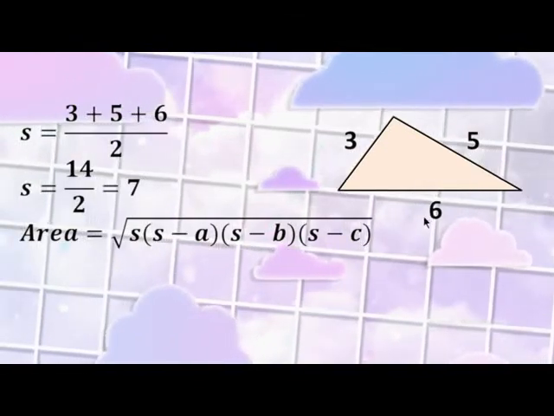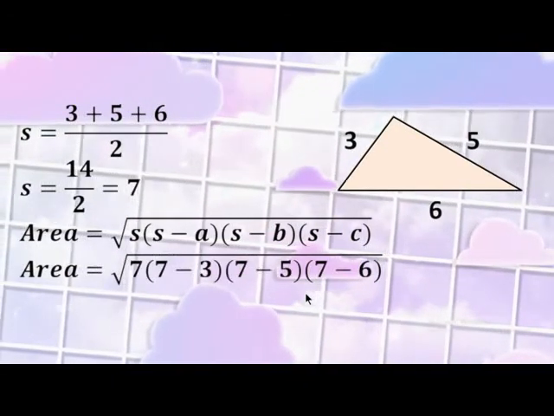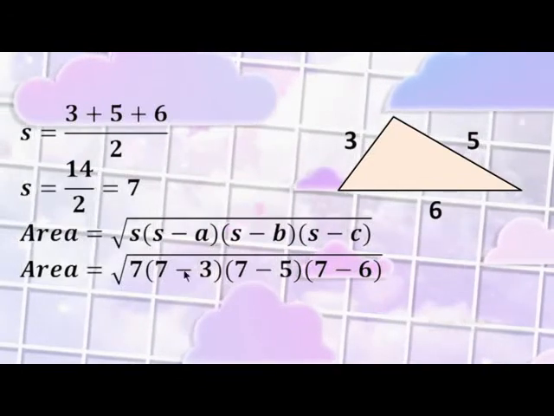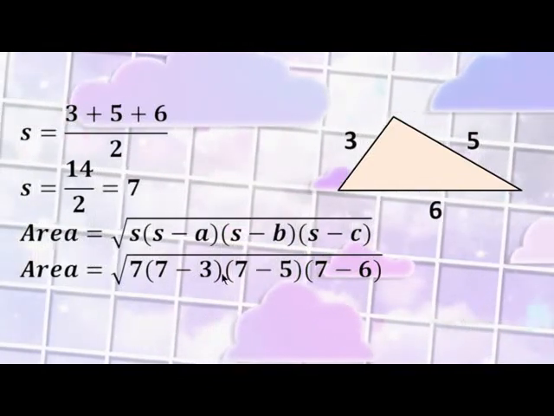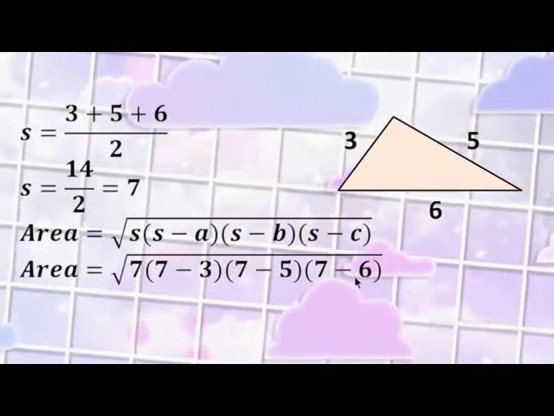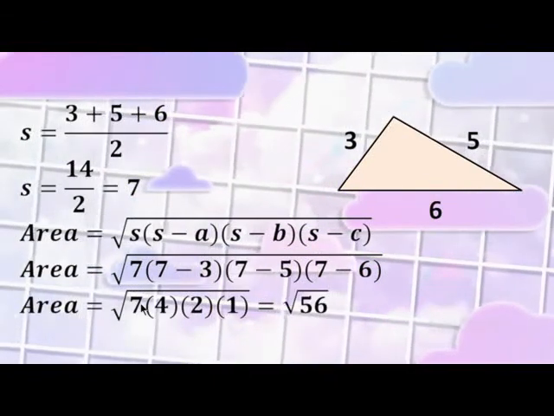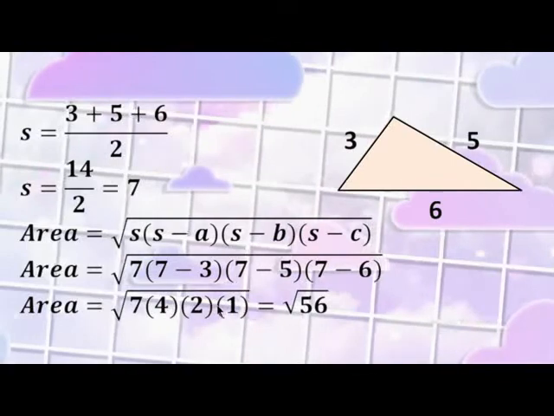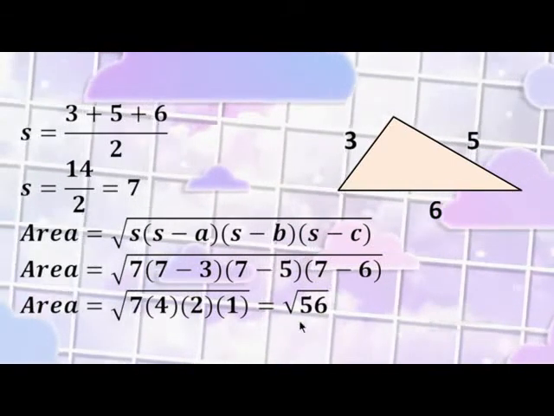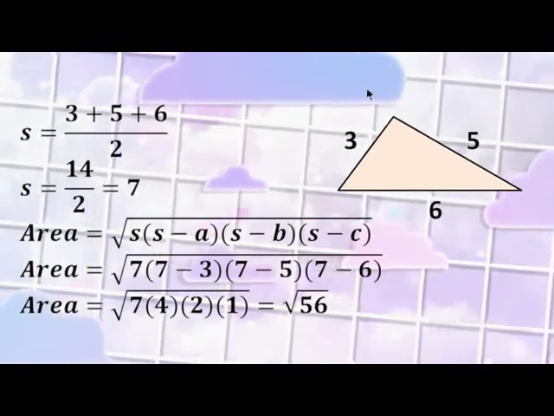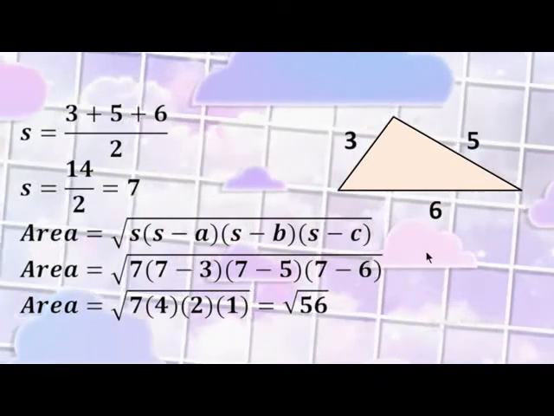So S equals 7, let A equal 3, B equal 5, and C equal 6. So the area equals the square root of 7 times (7 minus 3) times (7 minus 5) times (7 minus 6). So the area equals the square root of 7 times 4 times 2 times 1, which equals the square root of 56. This is how to find the area of this triangle.